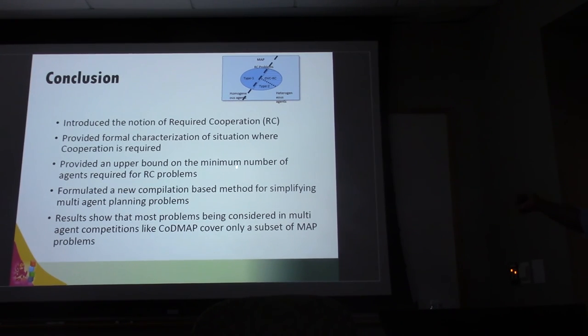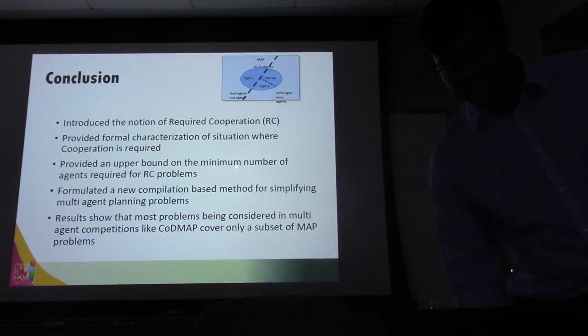So basically, we've introduced the notion of what required cooperation is, and we've tried to formalize it. We've tried to identify properties of a certain subset of problems that can lead to this required cooperation. We've introduced this new planner, which can solve a certain subset of these problems. And we also analyzed the existing multi-agent planning benchmarks and found that most of them are restricted to only a certain subset of possible kinds of multi-agent planning problems. So that brings us to the end of our first section.